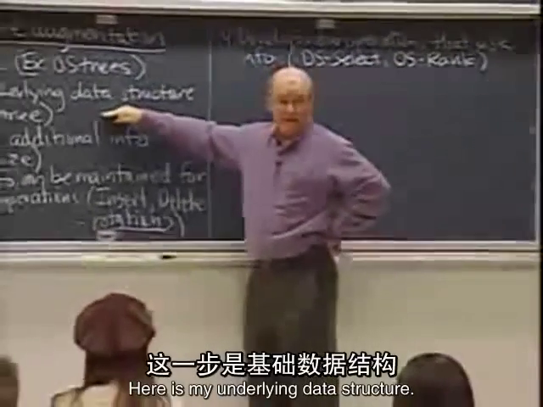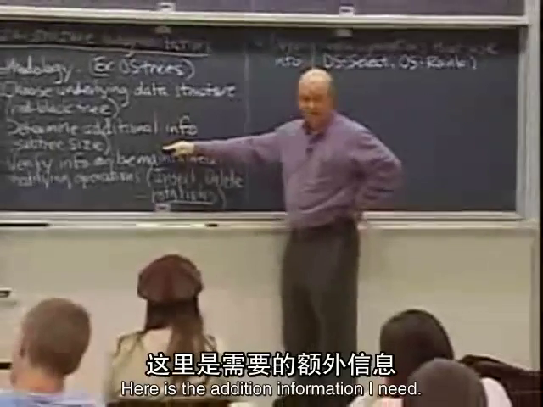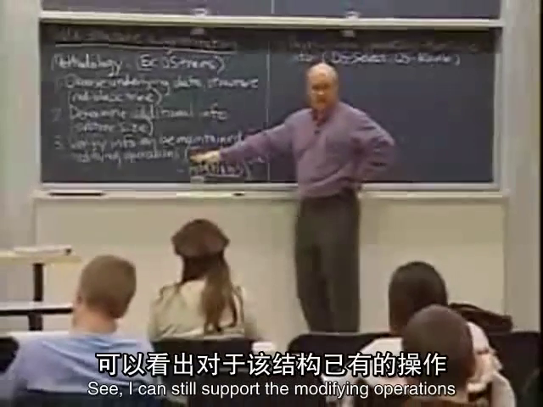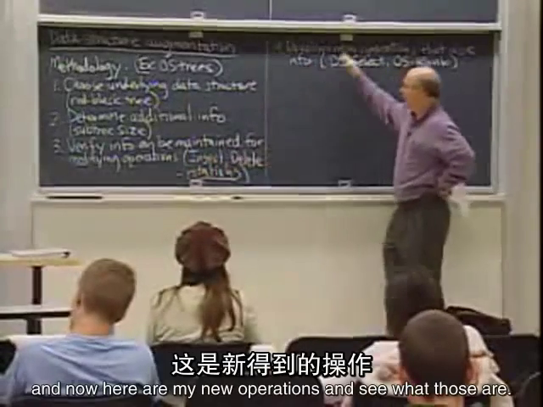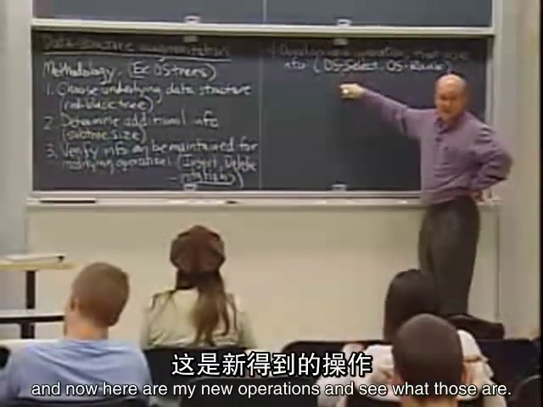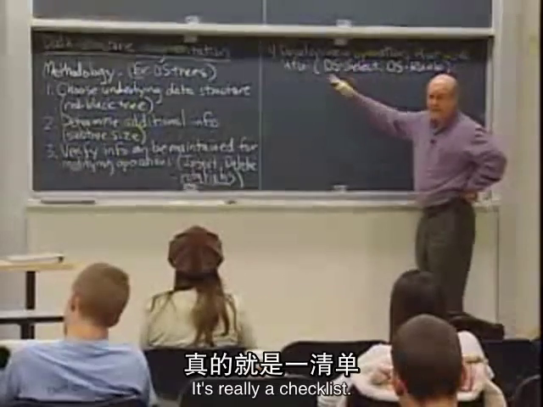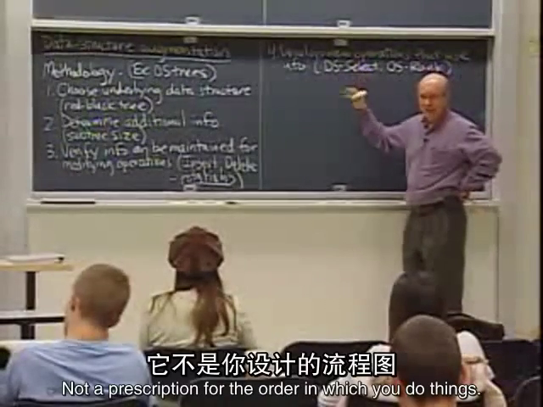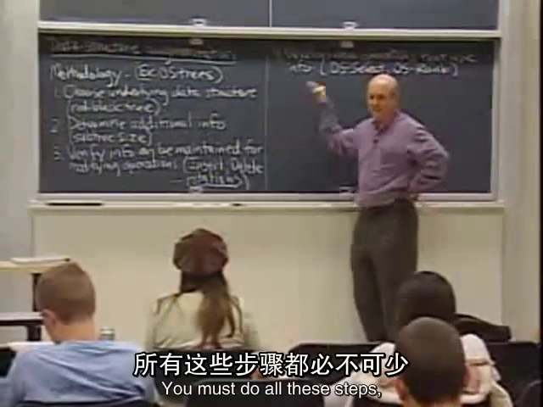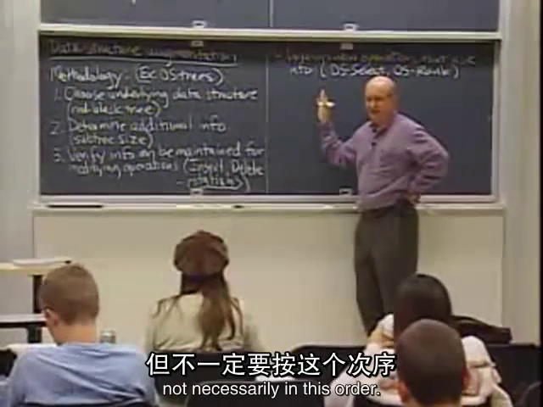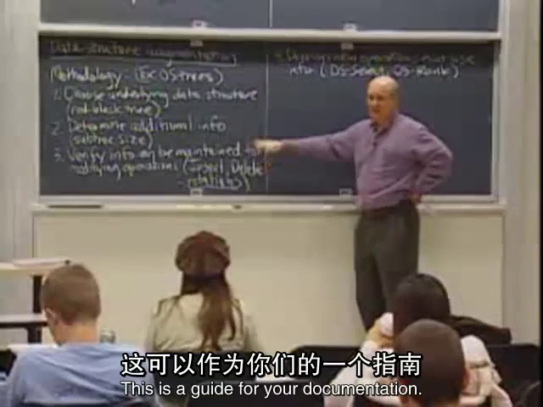You say, here's my underlying data structure. Here's the additional information I need. See, I can still support the modifying operations that the data structure used to have, and now here are my new operations. So it's really a checklist, not a prescription for the order in which you do things. You must do all these steps, not necessarily in this order. So this is a guide for your documentation.